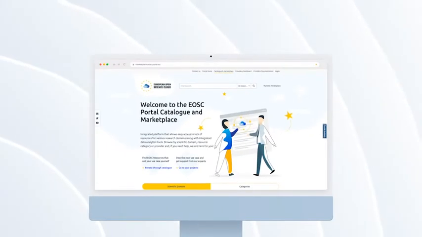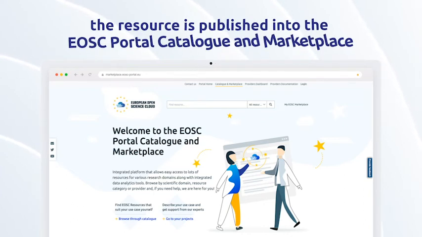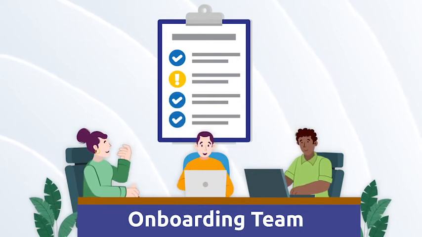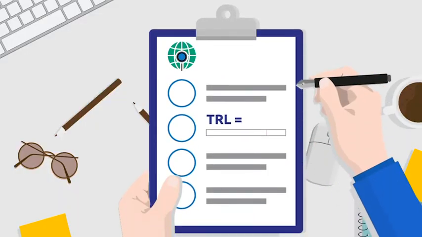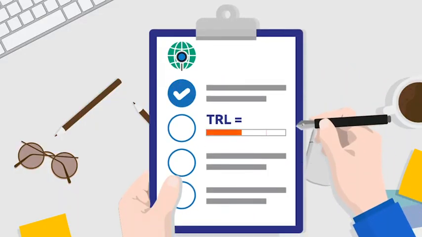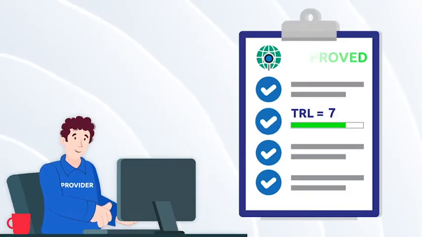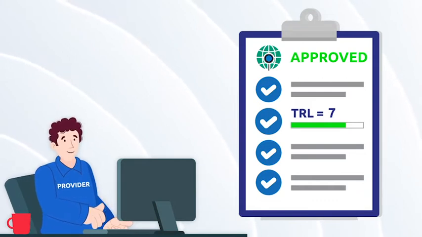When this evaluation process is successful, the resource is published in the EOSC Portal catalog and marketplace. If a resource does not comply with all the inclusion criteria, the onboarding team contacts the service provider to try to fix the issue. If it is not possible, the application is rejected. If at a later stage the service provider is able to meet the inclusion criteria, they can apply again for onboarding the previously rejected resource.